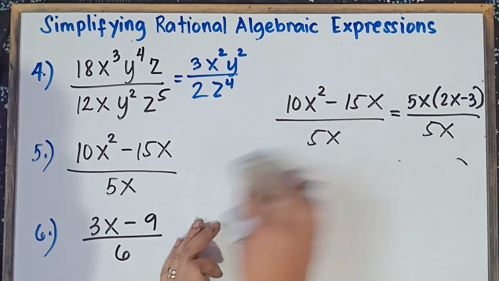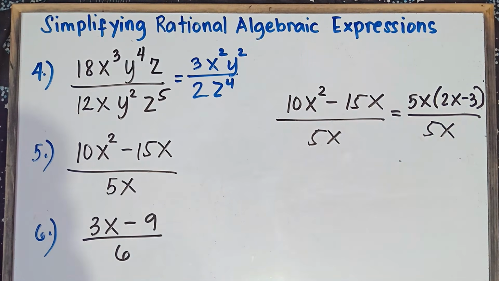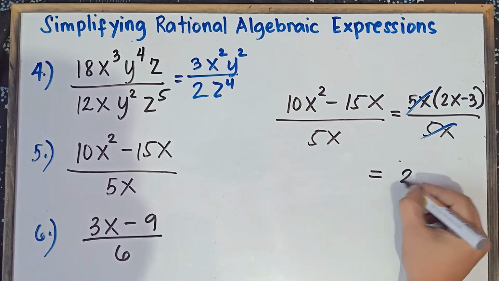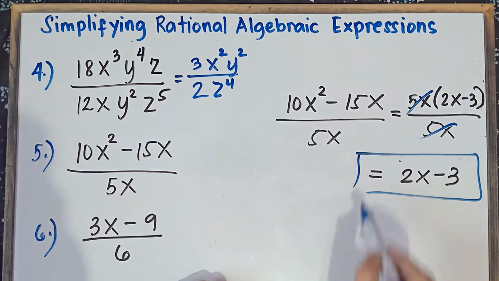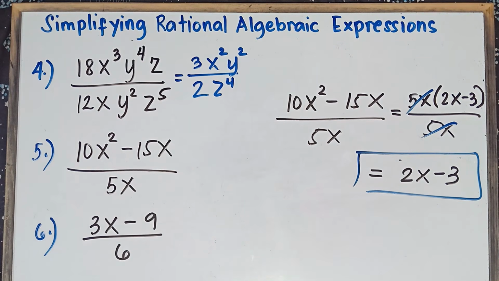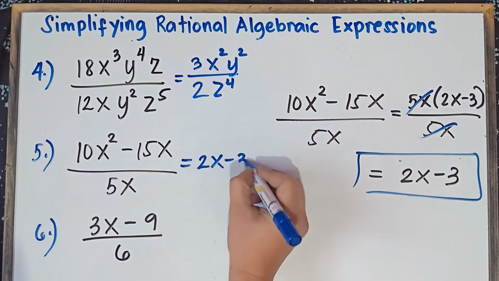Alright, and then we can just simply divide this one. 5x divided by 5x, simply cancel this out. So therefore, class, our answer, that would be 2x minus 3. All set, class. That's the answer, class, with regards to example number 5. That would be 2x minus 3. All set.